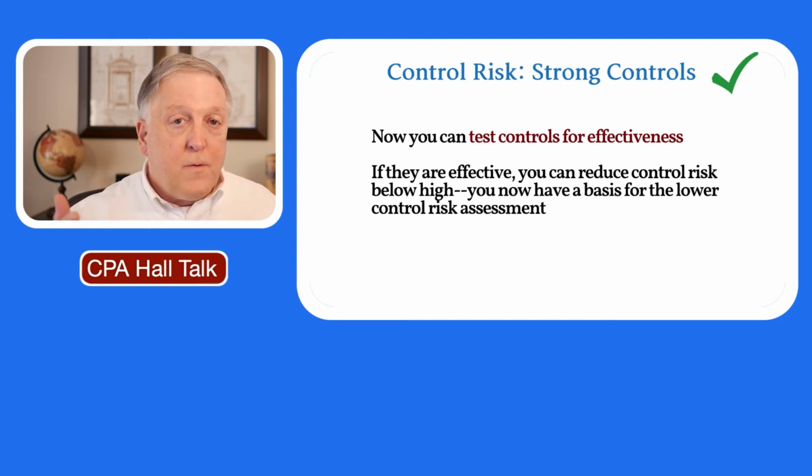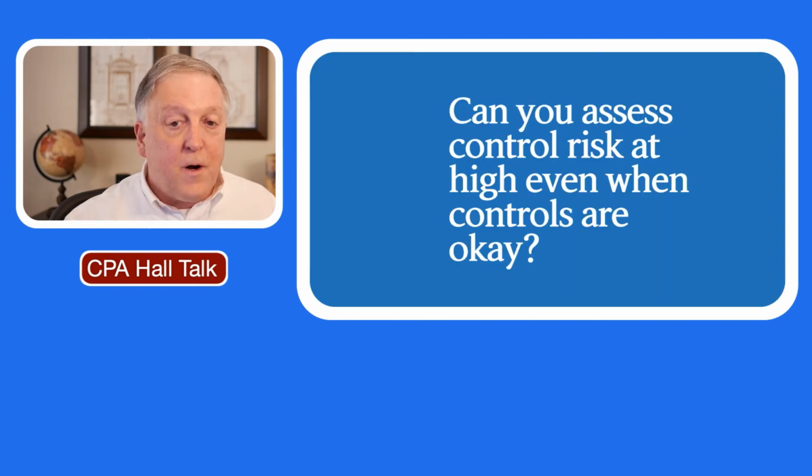We're going to do some future videos about those three responses, but today we're looking at this test of controls for effectiveness. So if you want to, you can perform the test of controls for effectiveness. This is a decision you'll make based on efficiency considerations. My next slide says, can you assess control risk at high even when controls are okay? Well, you can. And this question relates to what we were just looking at.